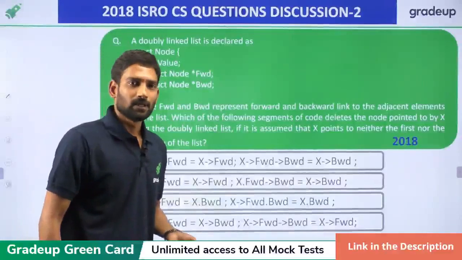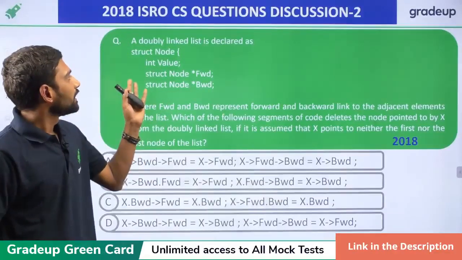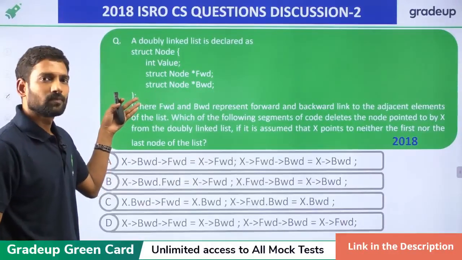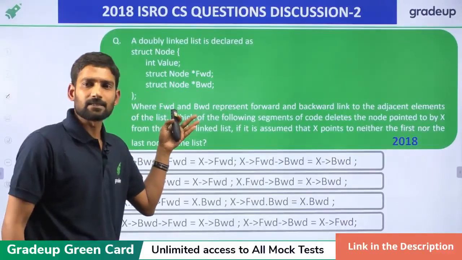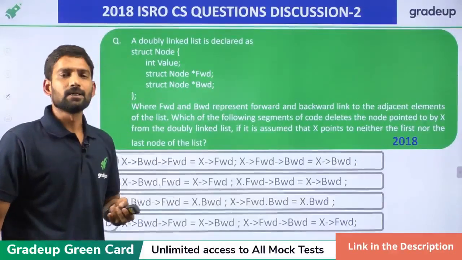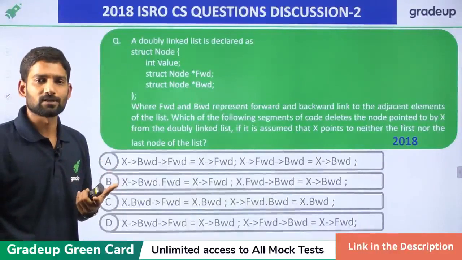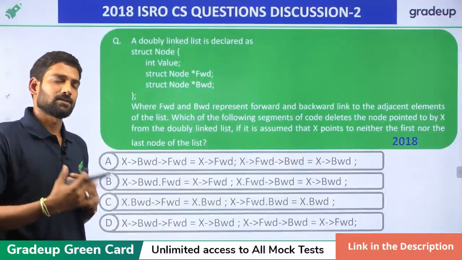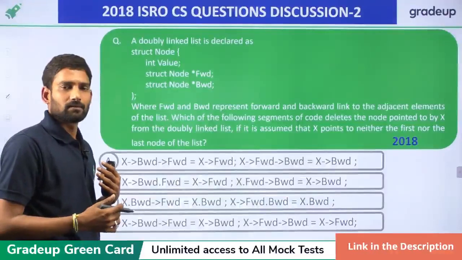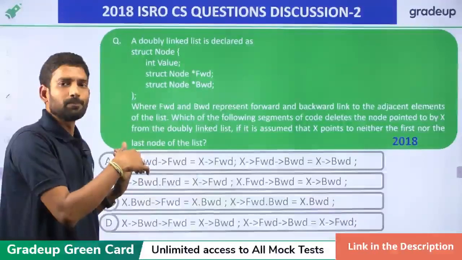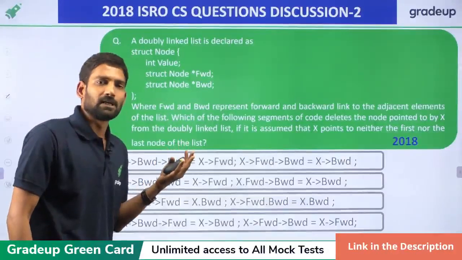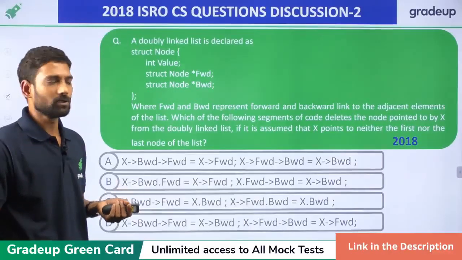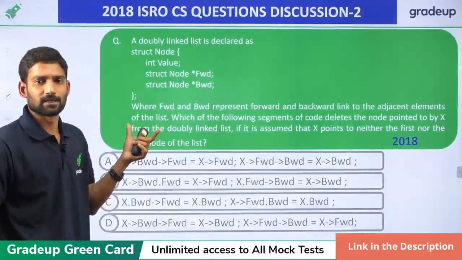Next question. A doubly linked list is declared as follows. We know in a linked list, a node is created using the self-referential structure concept. If anyone is not aware of that, while revising this video, you should first refer to the creation of a node in a doubly linked list, so that you will understand what it means.